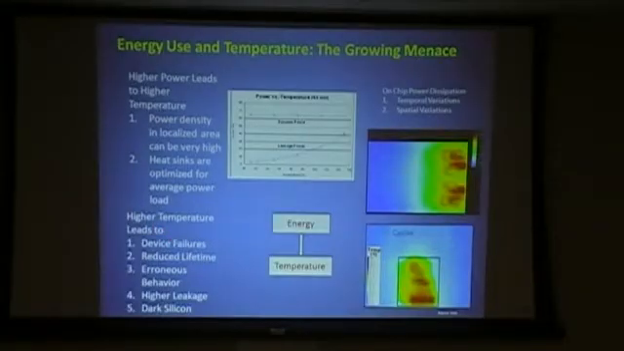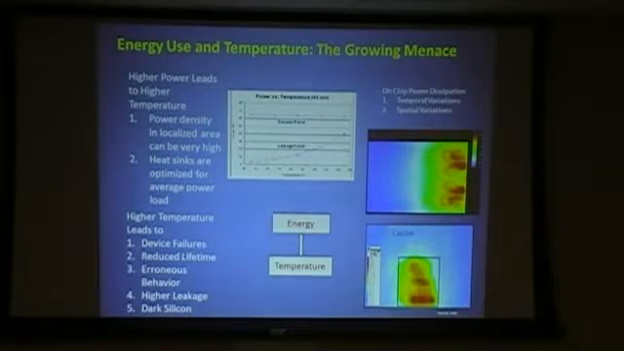Higher temperature is bad for us. Does the distribution of power change with time? Yes, the distribution of power also changes in time. So not only does the total power change, but the way it is spread out across the chip is also variable.